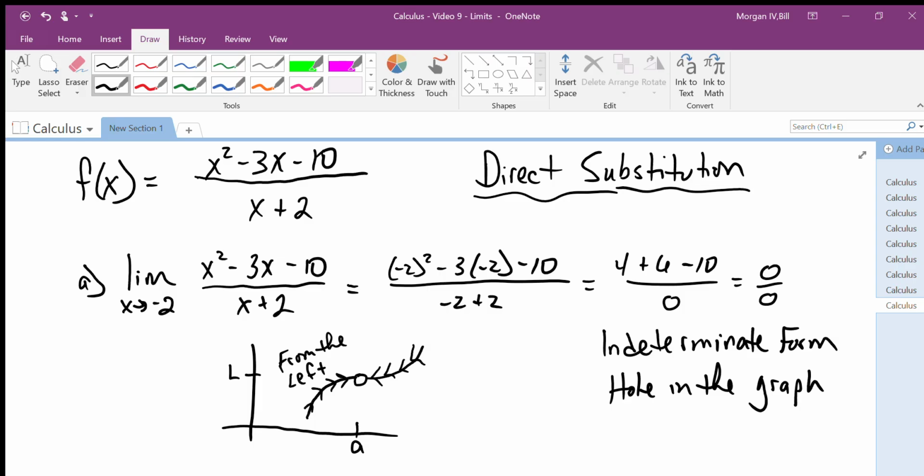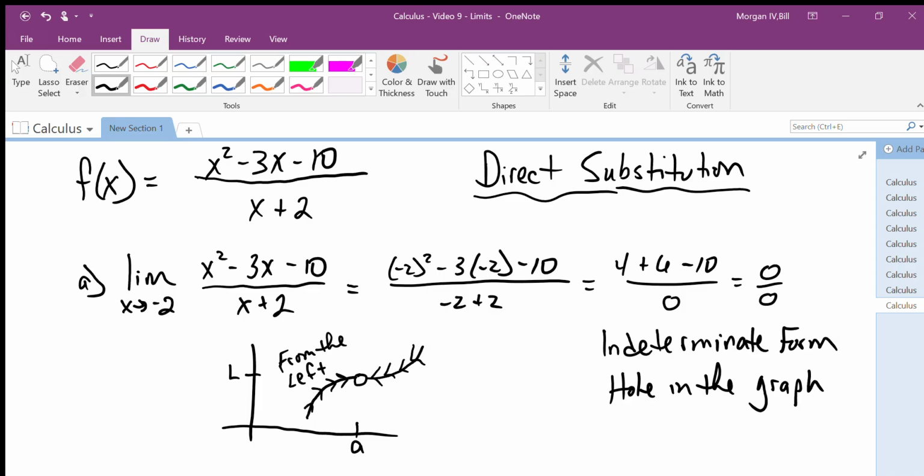The good thing about having a hole in the graph when you're talking about limits is limits don't care what happens at A, right? X is only approaching negative 2. It doesn't care what happens at negative 2. So the fact that there's a hole in the graph, no big deal for limits. We only care what happens as the x value approaches the A value anyway.